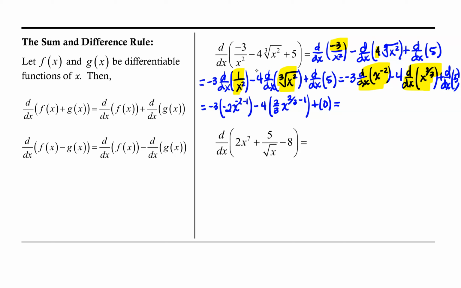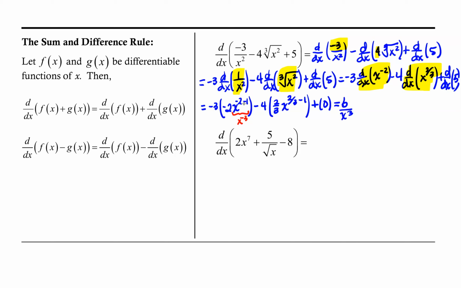Now, cleaning this up, negative 3 times negative 2 will give us a positive 6. My exponent for x is negative 3. And if I have an x to the negative 3 power, I can rewrite that as 1 over x cubed. So this is really 6 over x cubed.